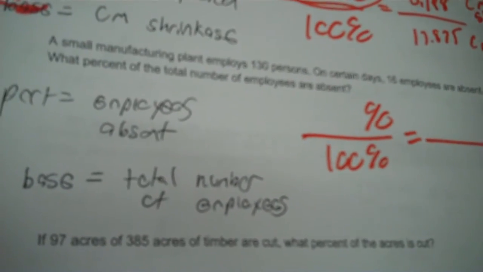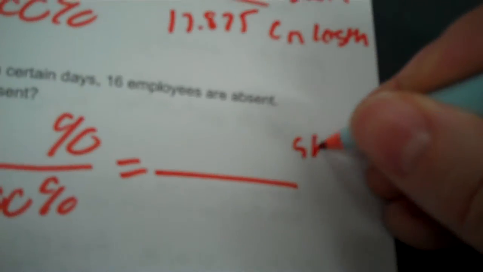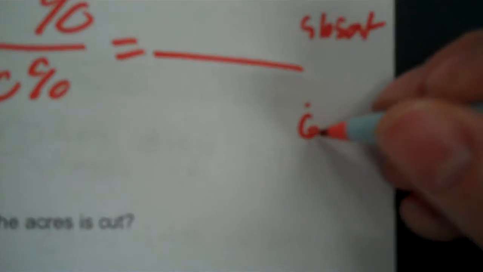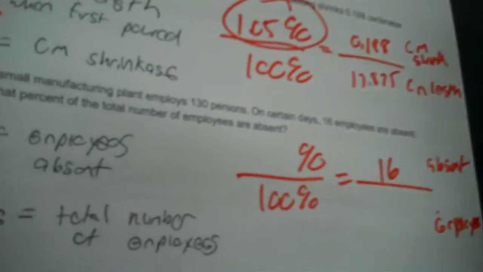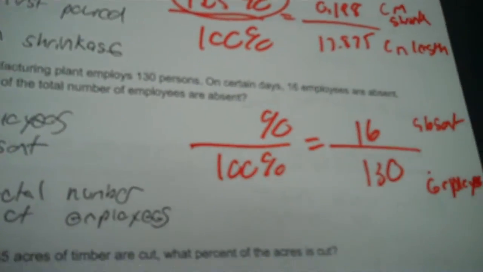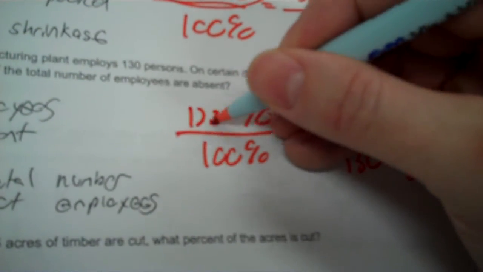A small manufacturing plant employs 130 persons. On certain days, 60 employees are absent. What percent of the total number of employees are absent? Again, we don't know the percent. That's what we're trying to figure out. They want to know what percent are absent. So the part that's absent over the total employees. Those are there to help you, as long as your teacher can write them correctly. I wrote through those awfully fast. We know how many are absent. We know how many employees there are. Cross multiply and divide, you got it. It'd be 12.31.